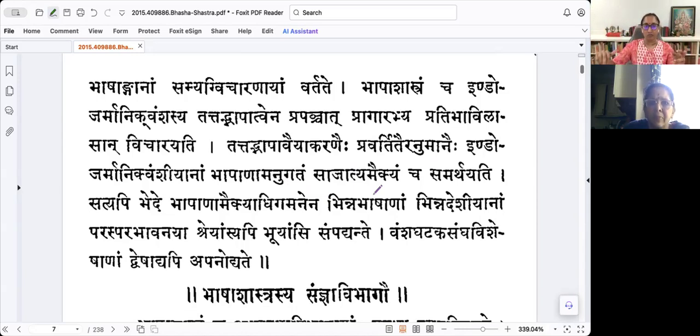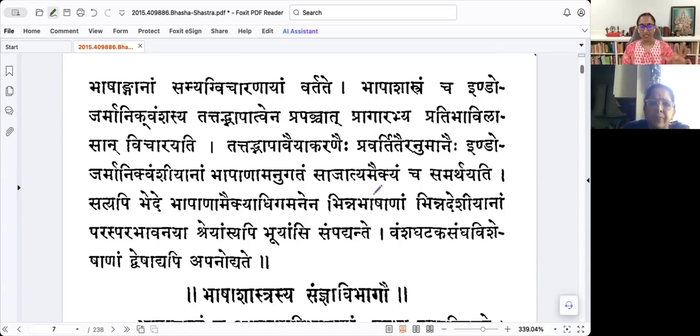Zend Avesta and Sanskritam belong to the Indo-Iranian branch. Sanskrit belongs to the Indo-European also. Why do they combine these two? Because there are grammarians who have understood and tried to deduce by inference that these are the similarities, and that is why these are clubbed together.